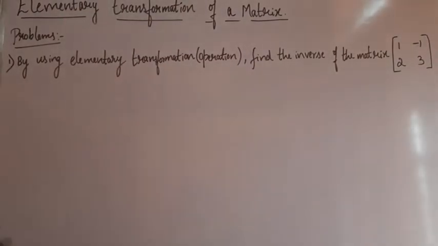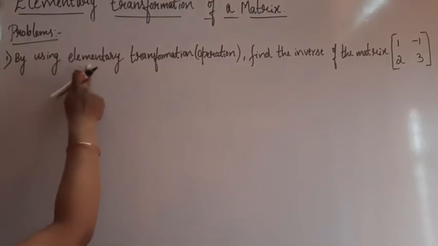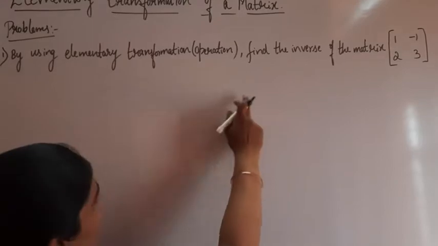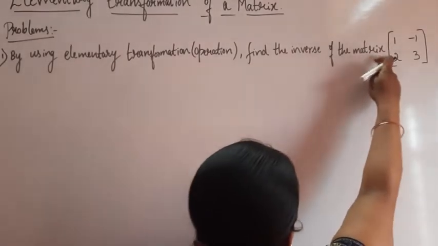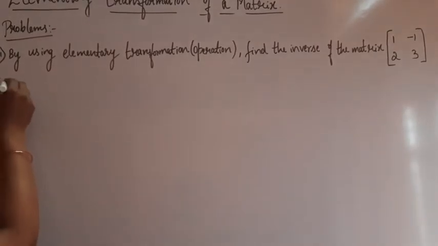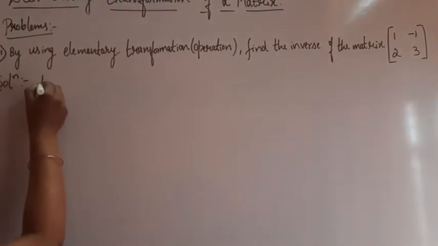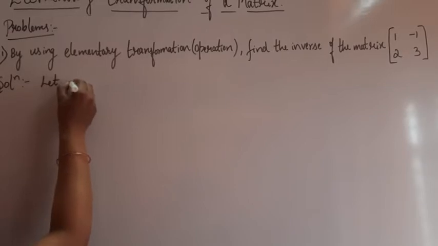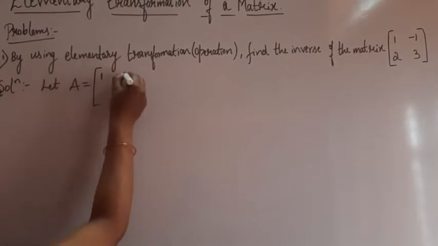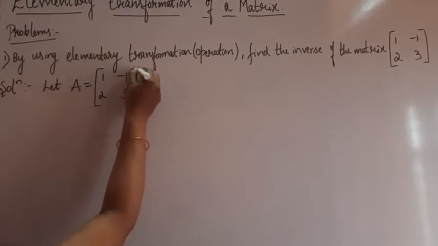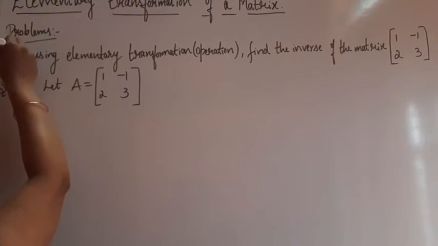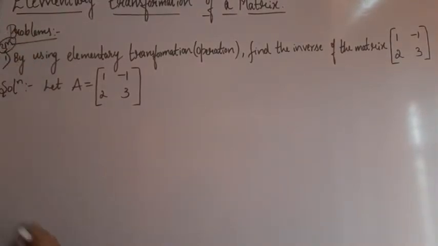See here, first one: by using elementary transformation, find the inverse of the matrix. They have given the matrix, but they have not named it. First let us take the given matrix as matrix A. Let matrix A equal 1, minus 1, 2, 3. These problems are very, very important for 3 marks. We have to recall this one.